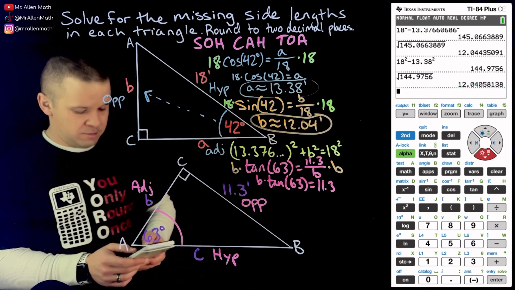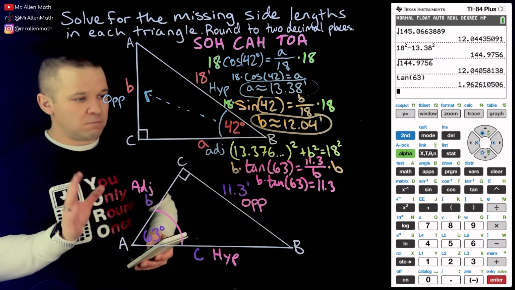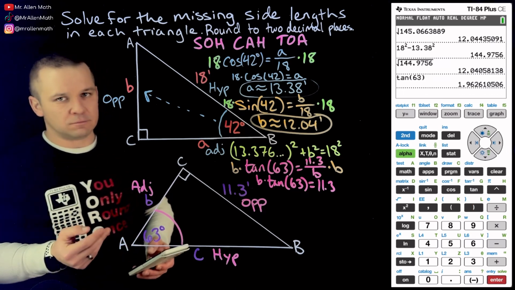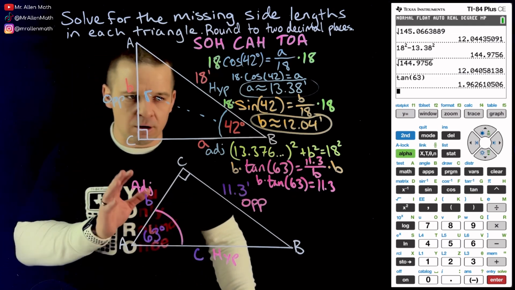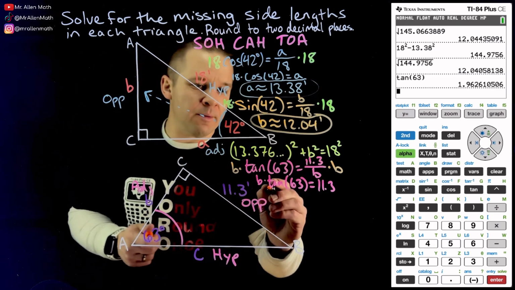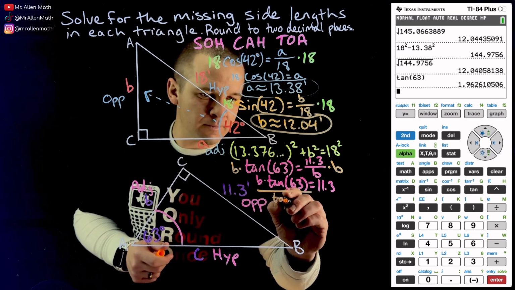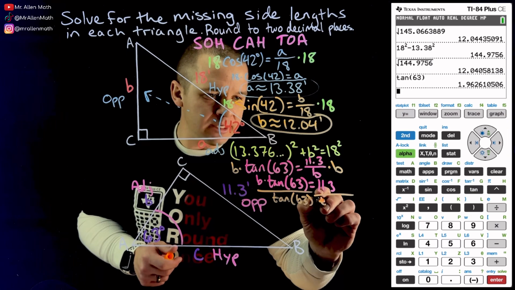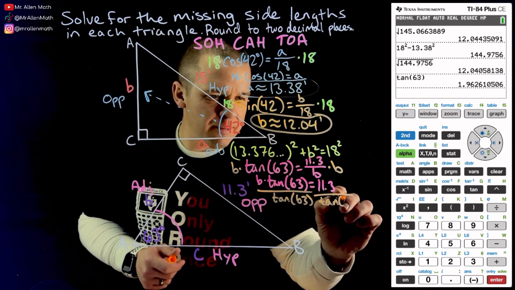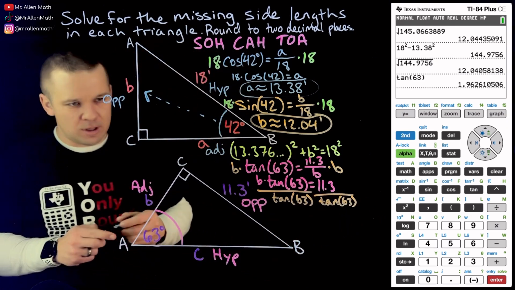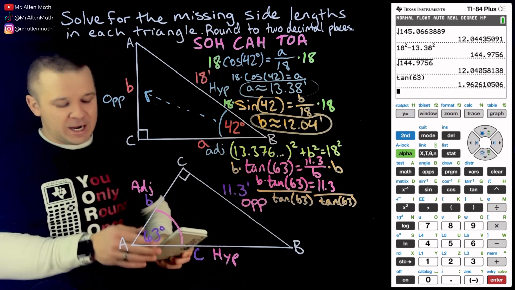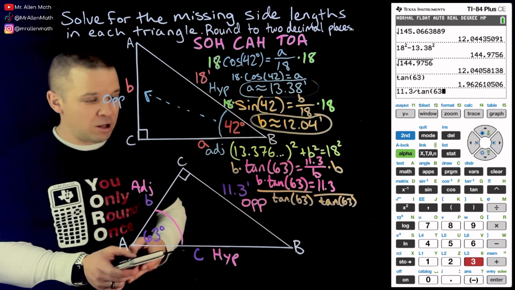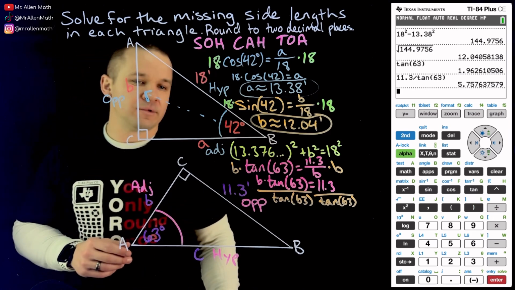Tangent 63, it's just a number. So I have B times a number. How do I get B by itself? I would divide by that number, right? So on here, I'm going to do all that without typing anything else into my calculator. I don't want to write down any of my decimals, because I want to keep everything as accurate as possible. And now I can type in 11.3 divided by tangent of 63 all at once. And there we go. There's my side.